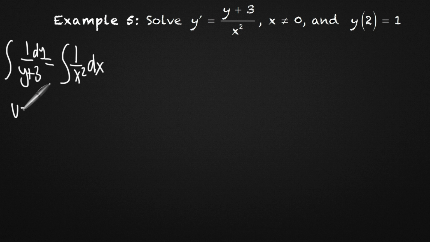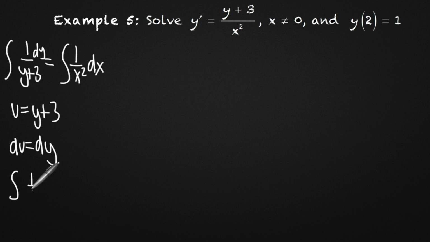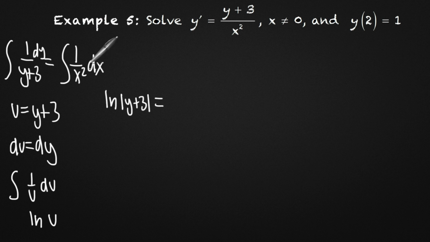And 1 over y plus 3. Now let's just do a little u substitution here. U is equal to y plus 3, so du is going to be dy. So now I can say this is going to be the integral of 1 over u, and dy can be replaced with du. And I know that the integral of 1 over u is simply going to be the natural log of u. But I know u is y plus 3, so natural log of the absolute value of y plus 3. And then that's going to be equal to the integral of 1 over x squared, which you can work out on your own, but that's going to be -1 over x plus c.